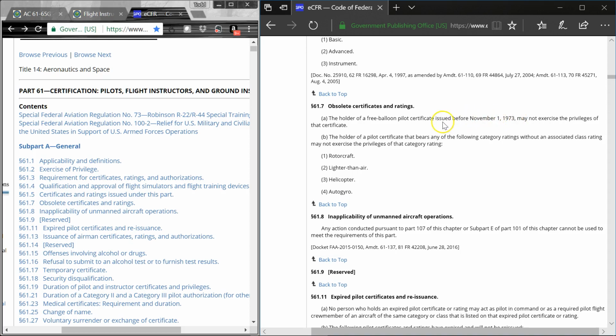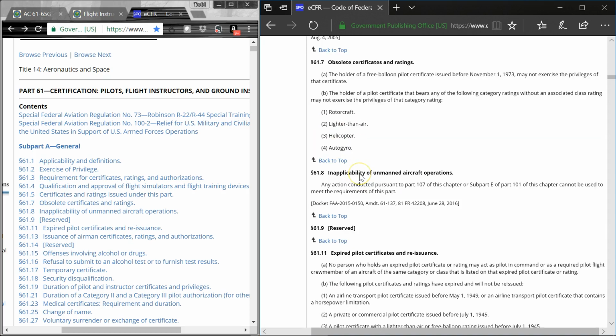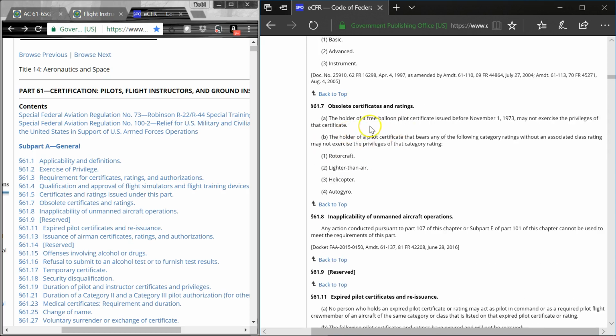Look what the date is on this stuff. It's way back here. Free balloon pilot, and that doesn't apply to us. A pilot certificate that bears any of the following categories of rating may not exercise privileges. So this is old stuff, and we don't care about obsolete certificates and ratings because we're looking at new ratings. The odds of us going through some of these particular ones, we're not going to really have to deal with, because here's the rub.